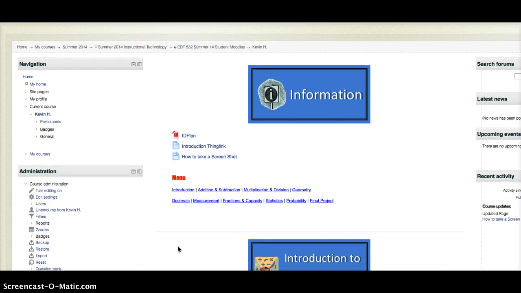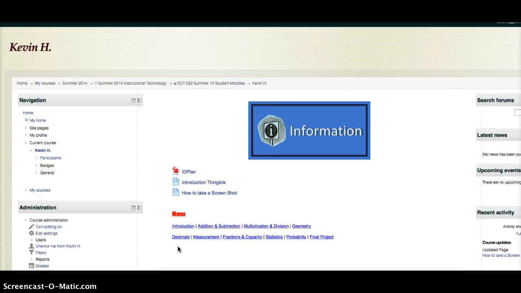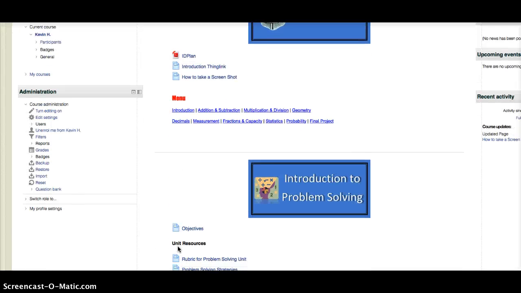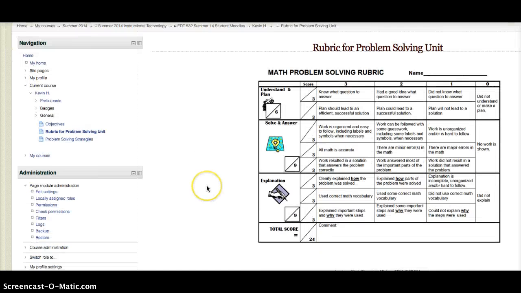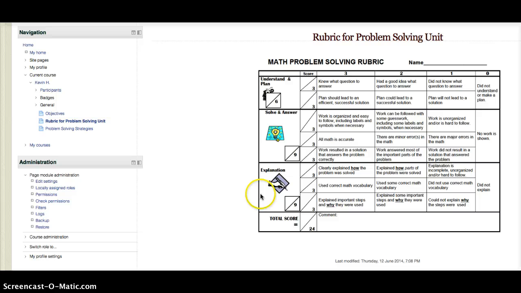So let's start off by, we are in our Moodle, and we are going to go down to the introduction section. And in the introduction section, you will see the rubric for problem-solving unit. The reason it is in the introduction section is that it is the same rubric for every single problem. So let's click that open, and you will see that the rubric is right here for you. And it's broken into 3 sections: understand and plan, solve and answer, and explanation.